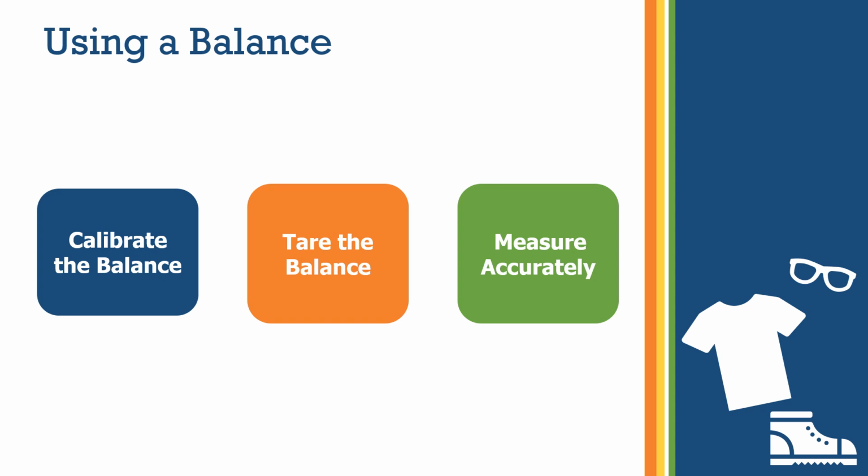Tare the balance. Place an empty container on the balance and press the tare button to zero the balance. This ensures only the mass of the substance is measured. Measure accurately. Gently add your substance to the container, avoiding spillage. Use a spatula for solid chemicals to ensure precision. Read the mass display on the balance and record it accurately.